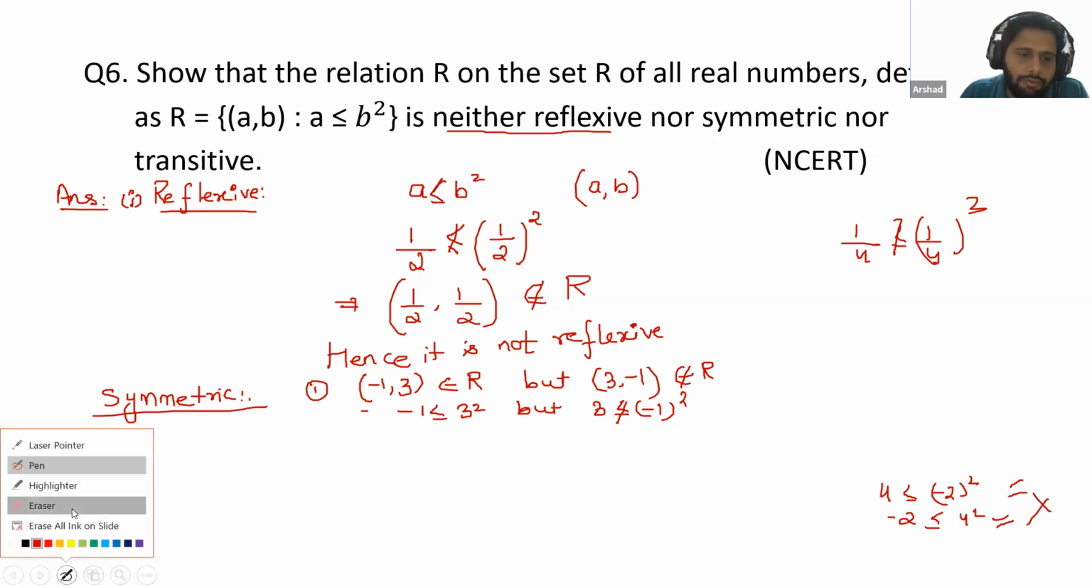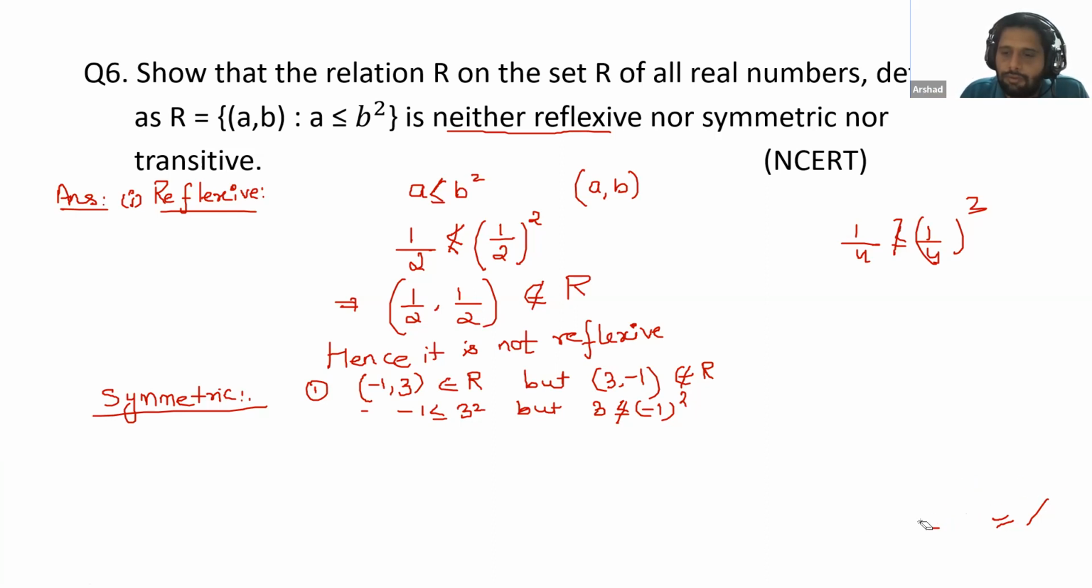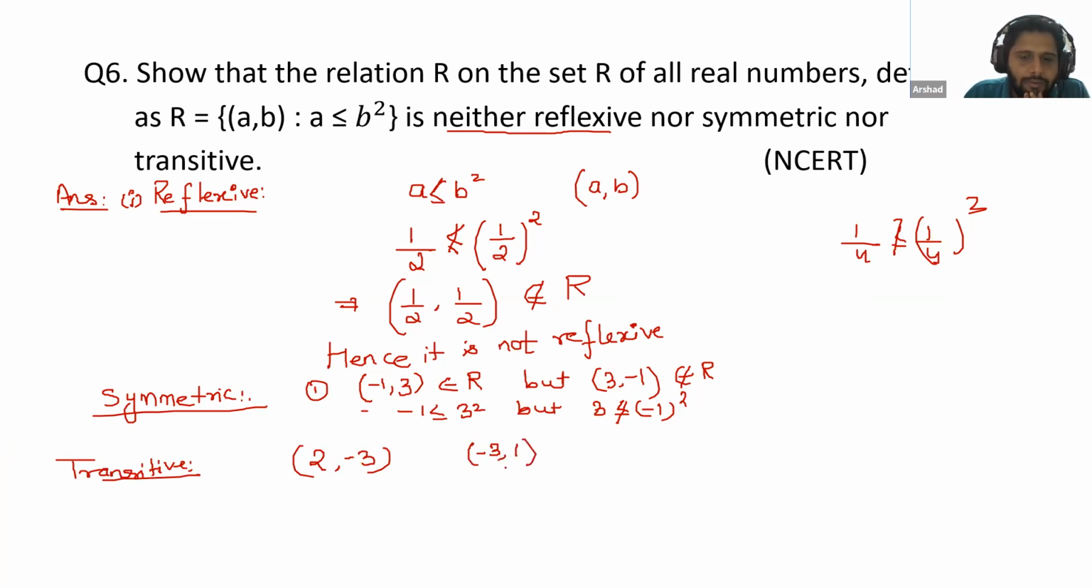Will anyone try for transitive? Please try for transitive. Otherwise, let me check this transitive. If you take 2 and -3, yes. Then if you take -3 and 1, -3 is less than or equal to 1. This is also correct. But 2 is not less than 1. This is also correct.